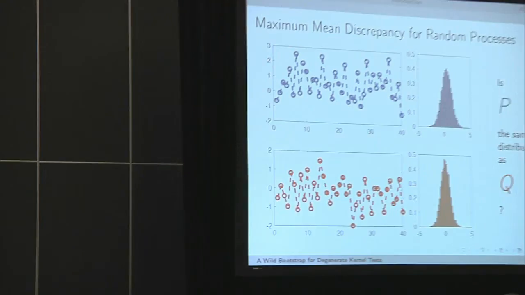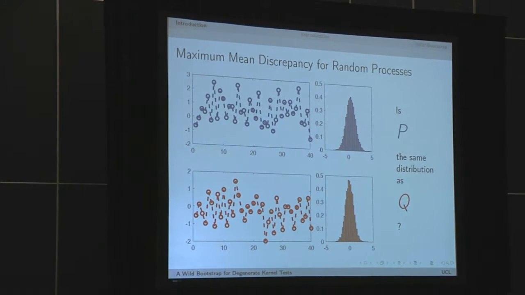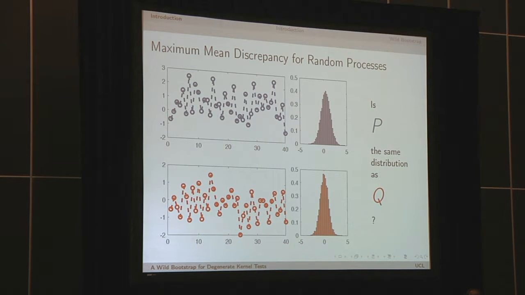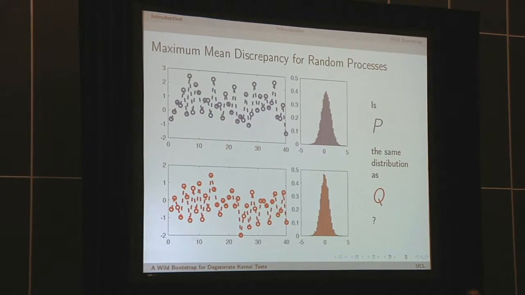Good afternoon. Today I'll be talking about wild bootstrap for degenerate kernel tests. That's work I did together with my supervisor Arthur Gretton and with my colleague Dino Sadinovic. One of the problems we'll be trying to answer today is whether the distributions P and Q are the same. The way we get access to the distributions P and Q is by looking at samples. And the twist to this problem is that the samples that we get are not independent.